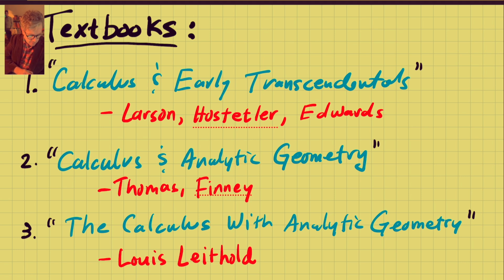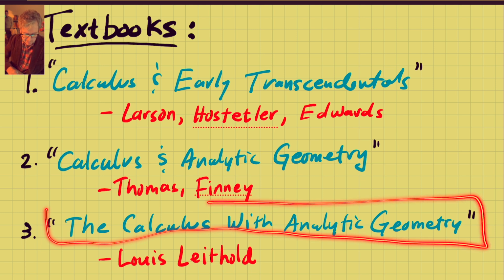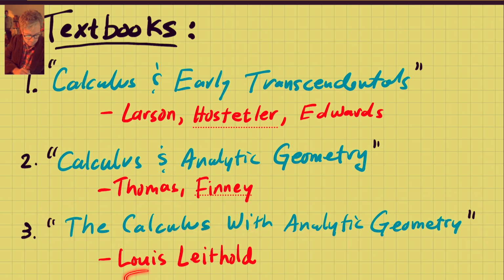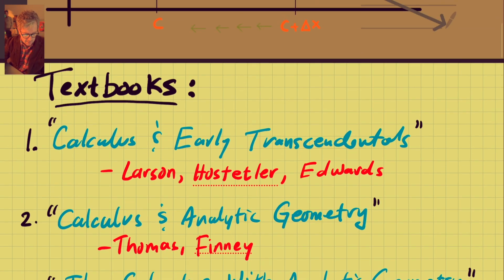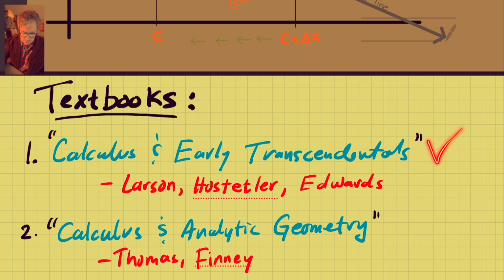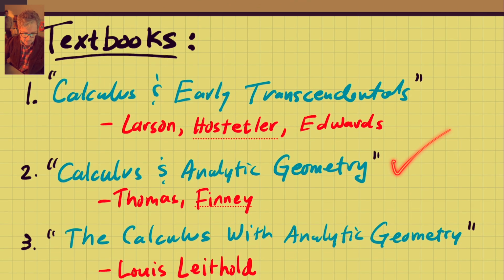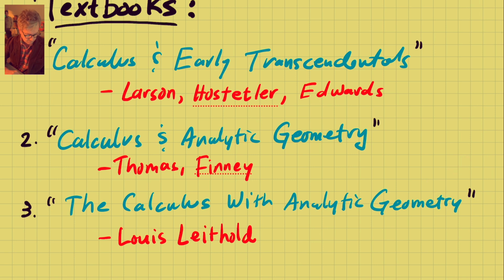And then the last book is called The Calculus with Analytic Geometry. And this is kind of a classic calculus textbook by Louis Leithold. I really think of this as sort of the granddaddy of calculus textbooks. Came out around maybe the 60s, 70s, a little bit older. But really, if you want to go back and review how calculus used to be taught back in the day, this is a good one for that. So in order of priority, I would say Calculus and Early Transcendentals is the one that I'll be using the most, followed by this guy, and then finally Louis Leithold.